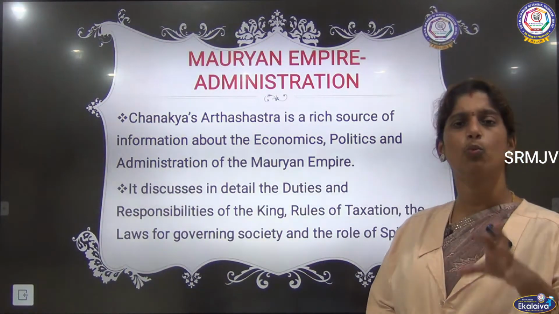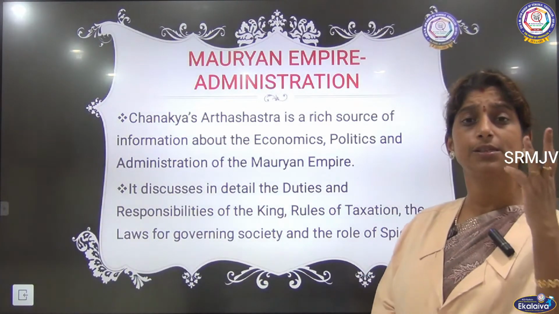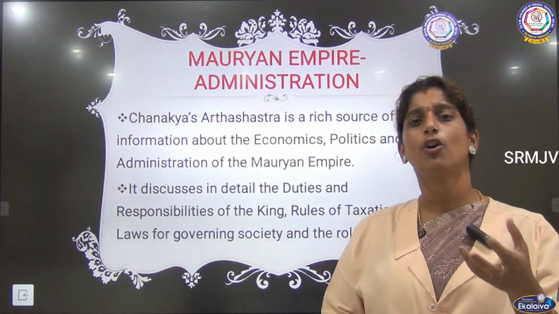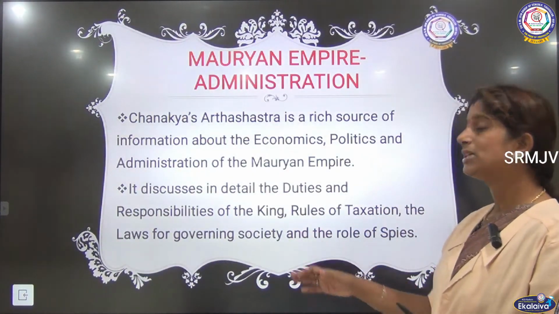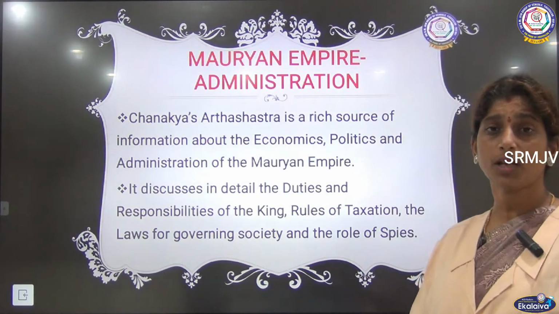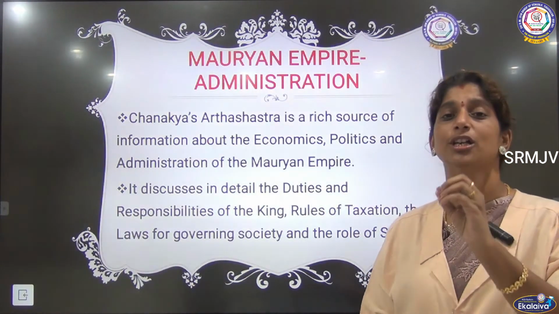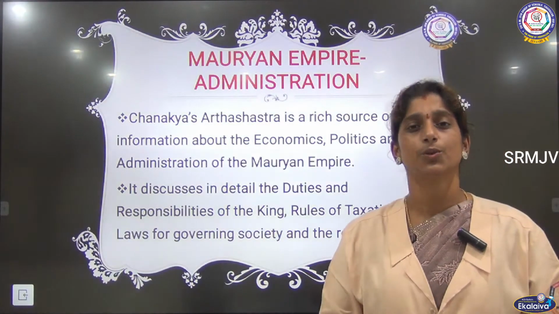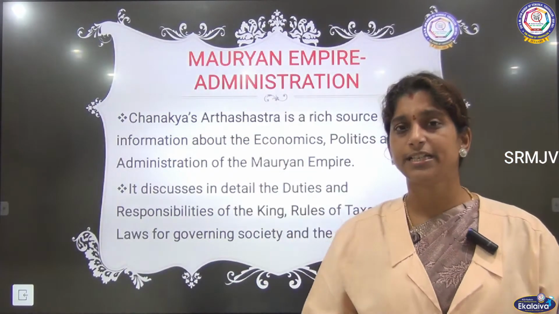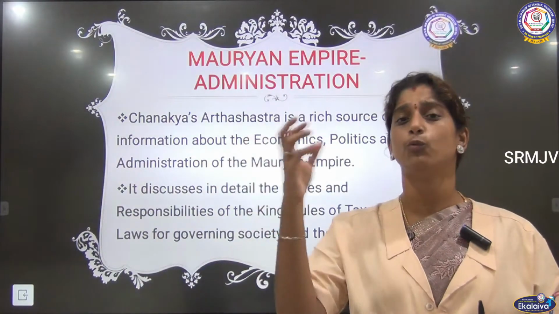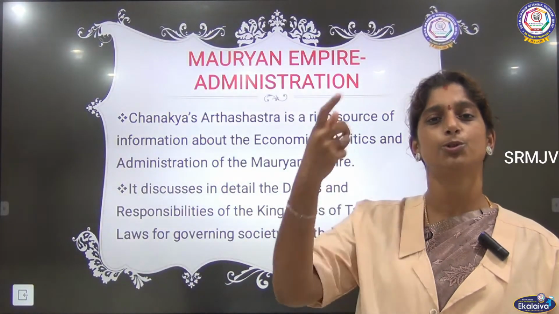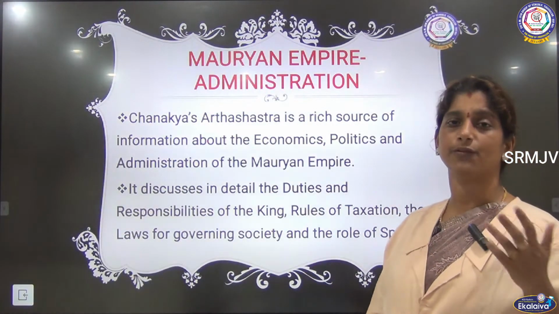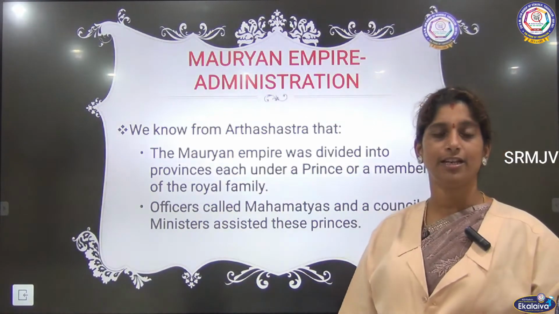It discusses in detail what is given in the Arthashastra. It gives the duties and responsibilities of a king, and the rules of taxation. We have seen that taxes were collected from the people, so these are the rules to be followed for taxation. Then there are the laws for governing society and the role of spies. Spies were secret people sent by one king to another kingdom to gather information there. It could be political information or trade information, or whether they are going to conduct any war against us. The spy will go to the other kingdom, collect the details and come back to us. All these things are given in the Arthashastra.